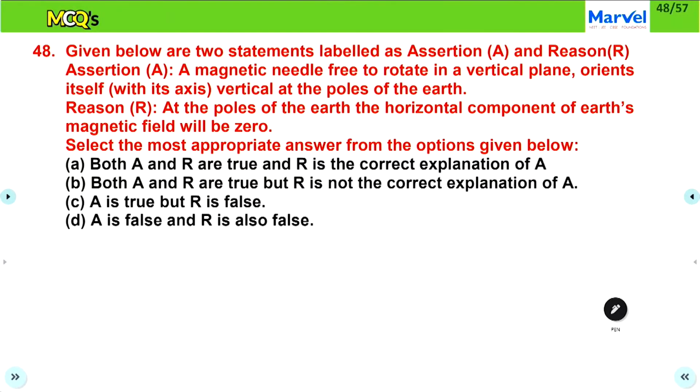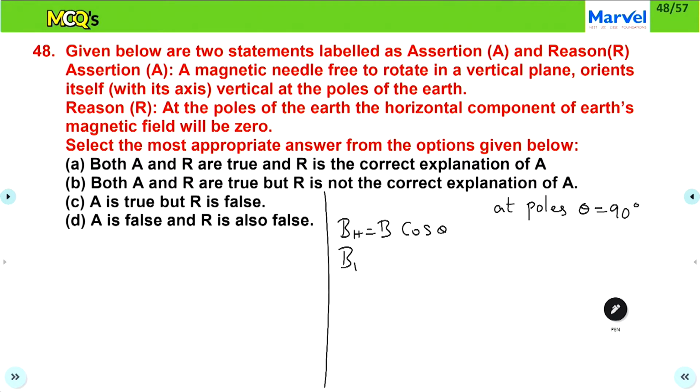Here the assertion goes like this: the magnetic needle, free to rotate in a vertical plane, orients itself vertically at the pole of the earth. Yes, at the poles your theta is equal to 90 degrees. That is well and good. The horizontal component of the earth's magnetic field is B cos theta and the vertical component is B sin theta.